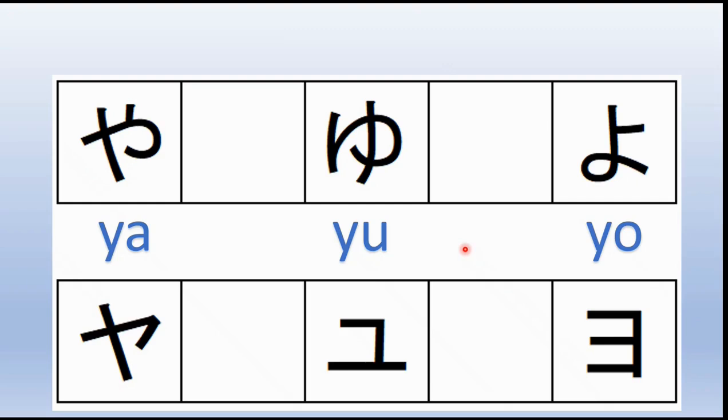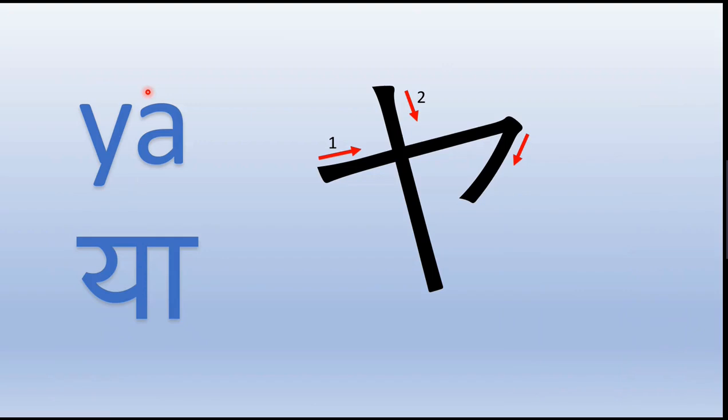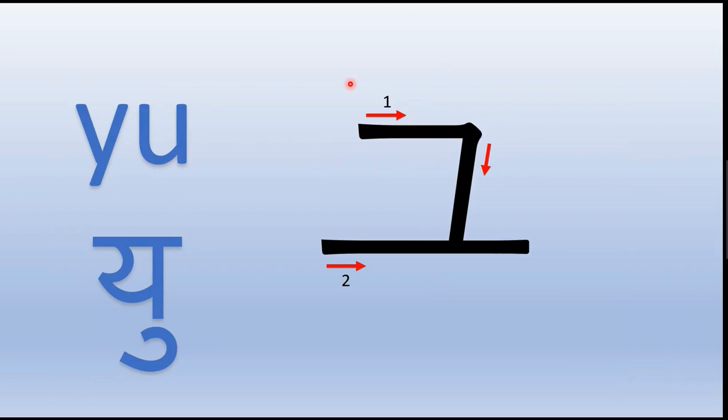Then we have ya, yu, yo, which we can see there are similarities in writing ya in hiragana and katakana. The stroke order will be like this for ya. We have the first stroke as this, and the second stroke is this slanted vertical line. Yu will be written like this in two strokes. The first stroke is horizontal, and in continuation it will come to here as a slightly slanted line, and the second stroke will be a long horizontal line like this.